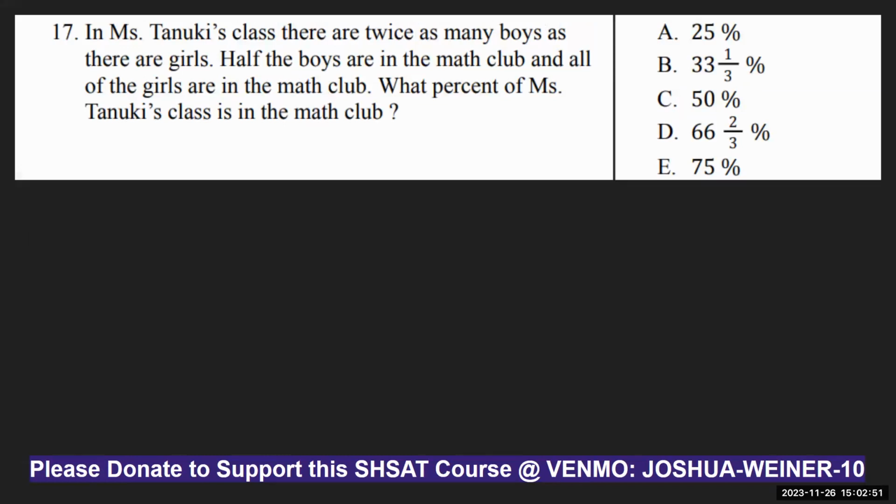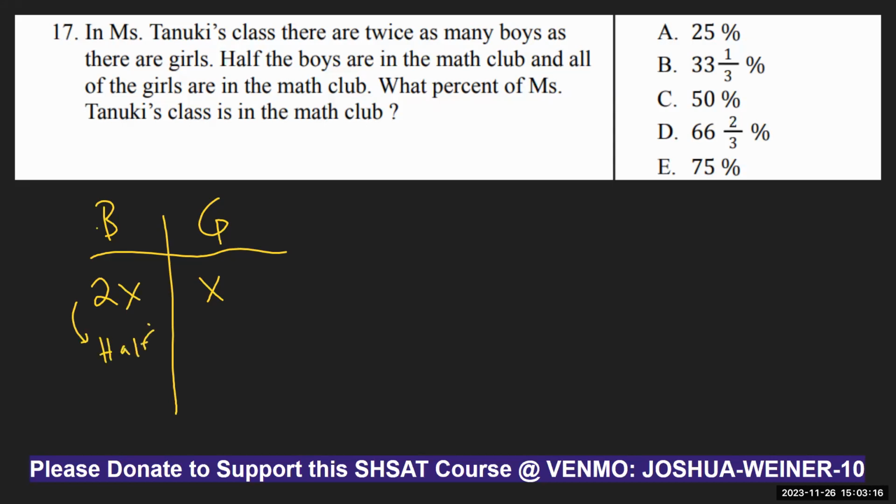All right, so Miss Tanuki's class, there are twice as many boys as girls. Half the boys are in the math club. And all the girls are in the math club. B for boy, G for girls. Okay. There are twice as many boys present as girls. So if girls is X, then boys is 2X. But it said half of the boys. So we want half of 2X. Well, that's just X.